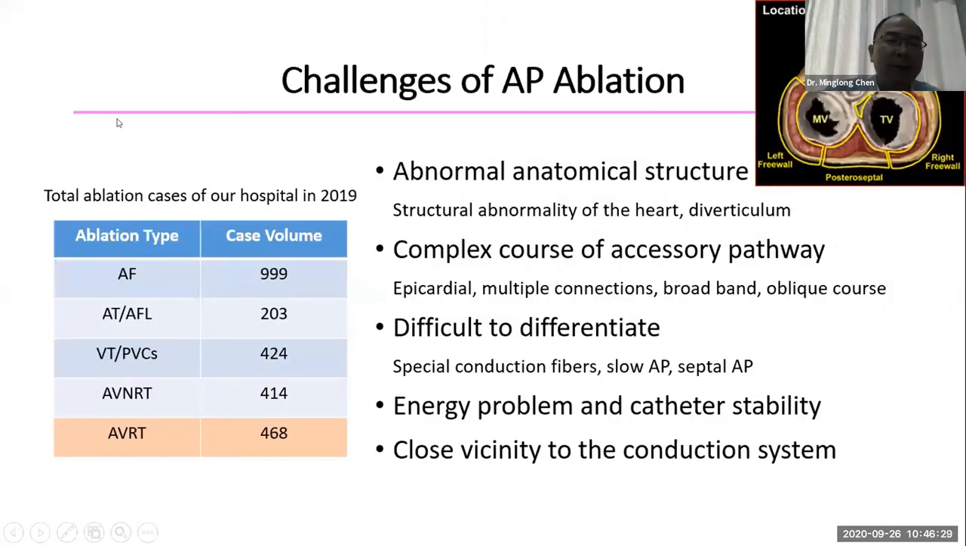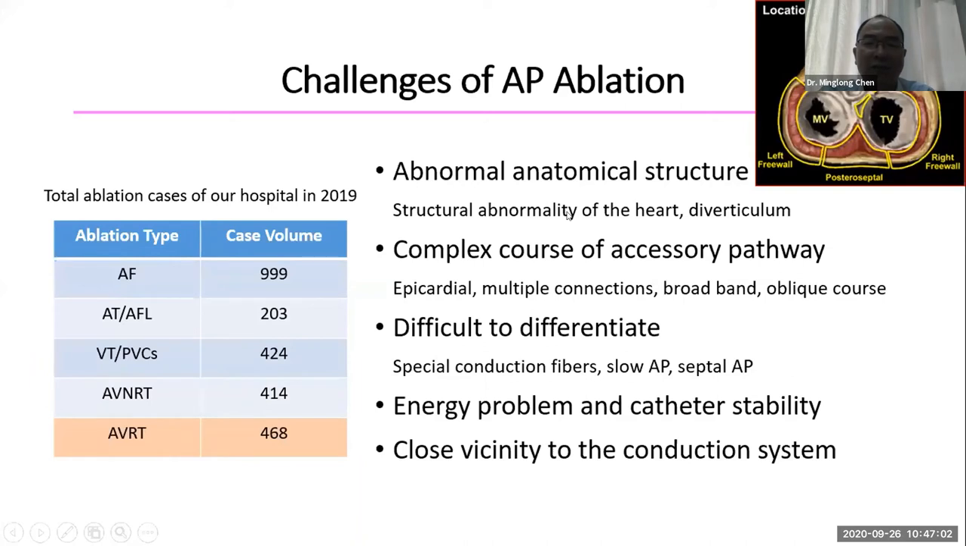Extra pathway is often very easy to block by catheter ablation, and often these are cases for EP starters. This is the total case volume in our center, our last year's total case volume. Almost 2,500 cases, and you can see the extra pathway cases are almost 500, but most of the cases are done by the fellows or by the EP starters. But sometimes you do have the tough cases.